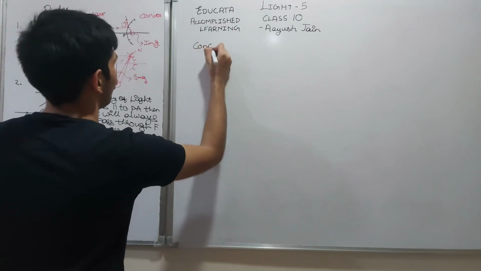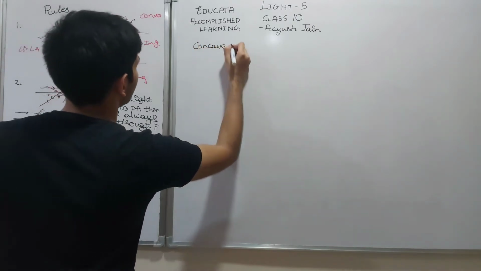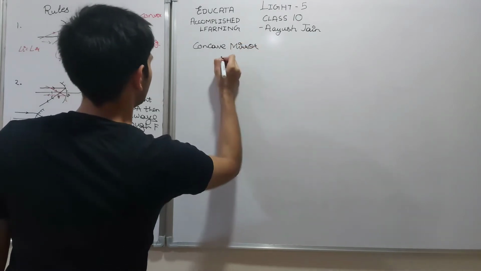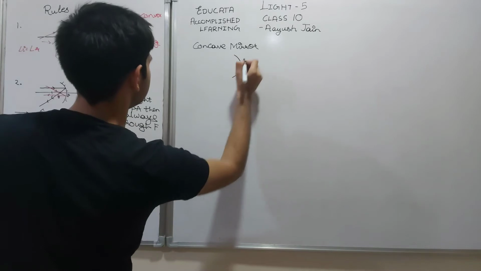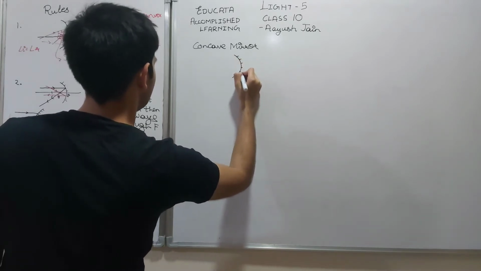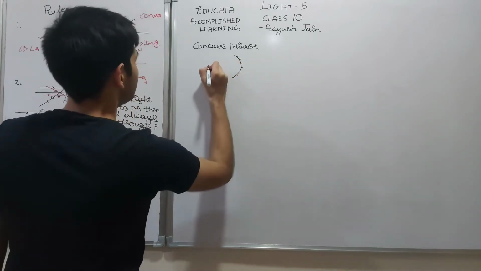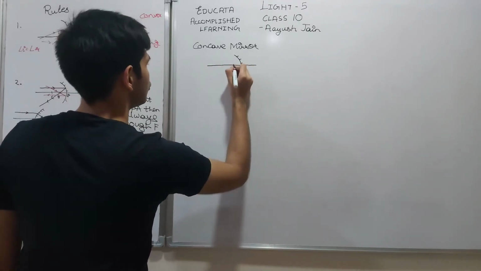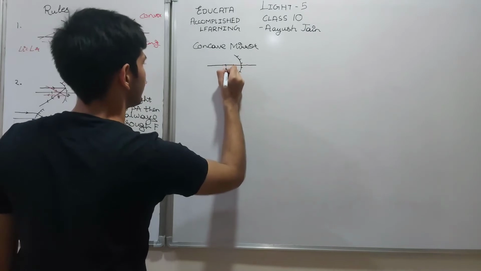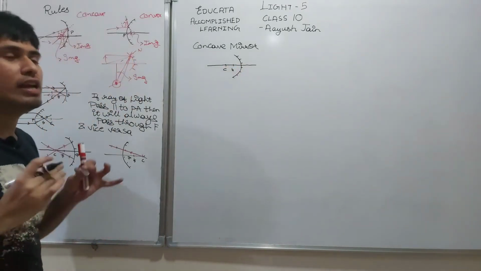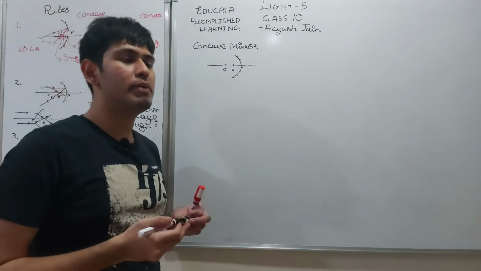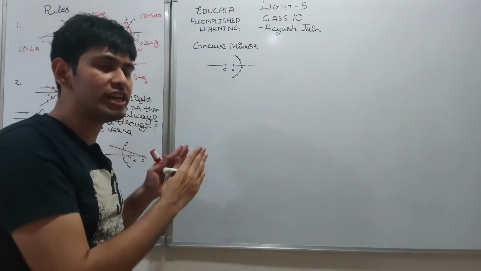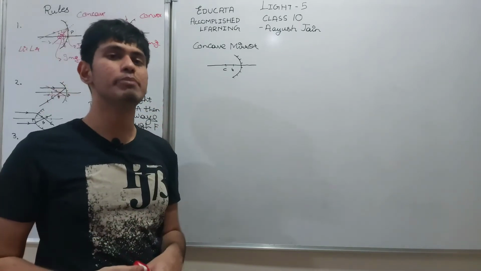Now in the case of concave mirror, suppose this is a basic concave mirror that I am having. This is your principal axis, this is your focus, this is your center of curvature. Now in the first case, we are assuming the object to be present at infinity.